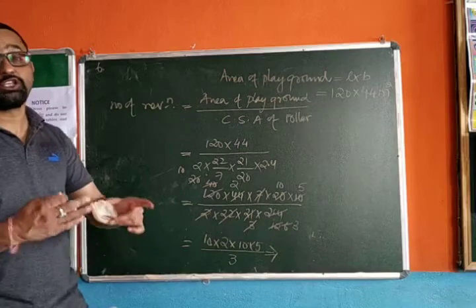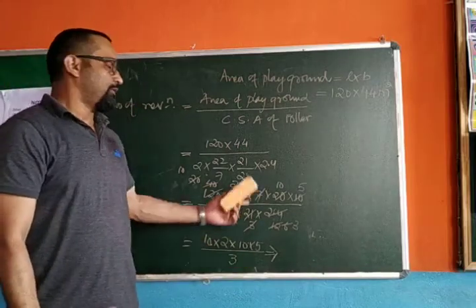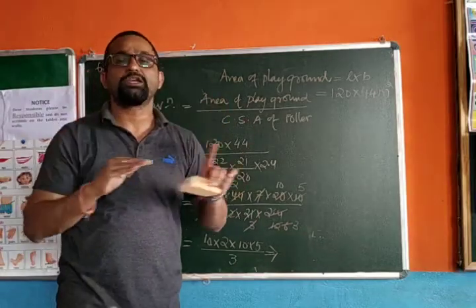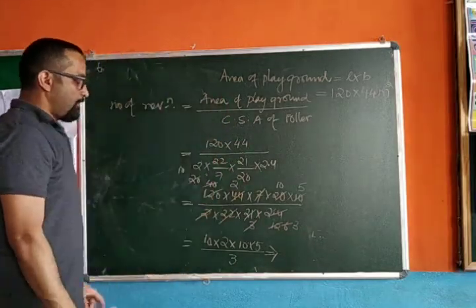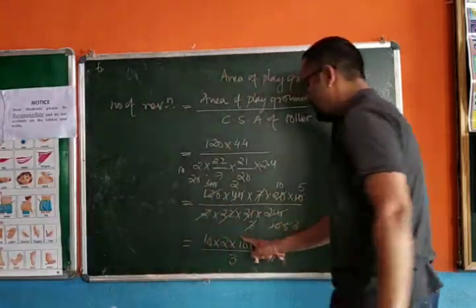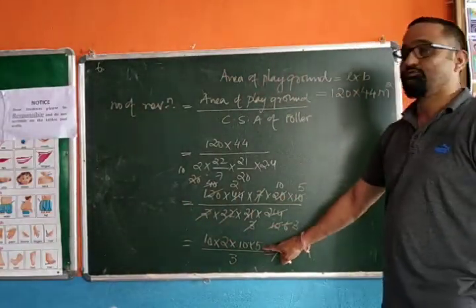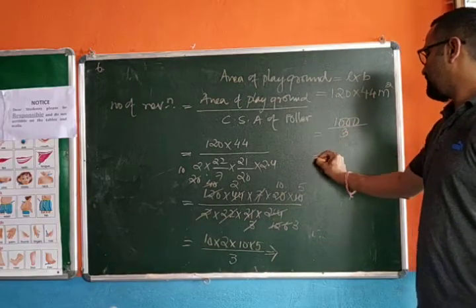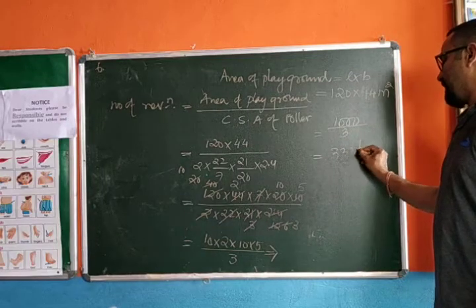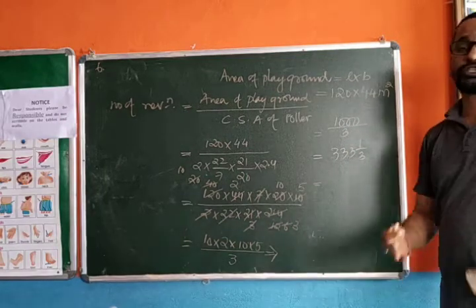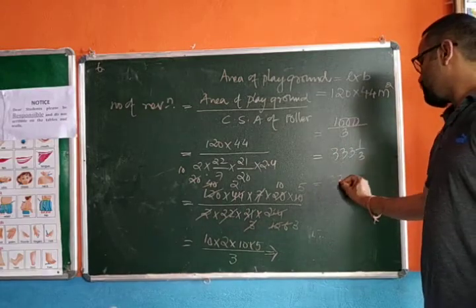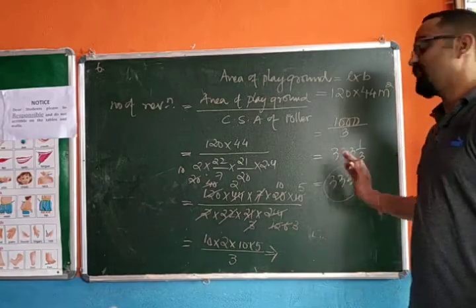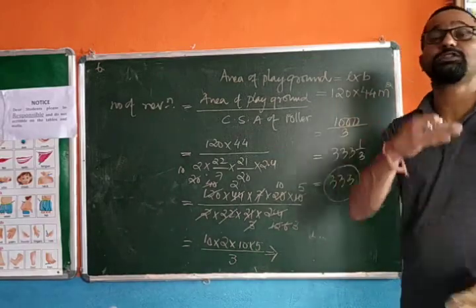This calculation, please do it yourself. You'll be getting the answer in mixed fractions, so you need to make it a whole number. Or I'll do the calculation. 200 into 5 is 1000 divided by 3, that is 333 and 1 by 3. The number of revolutions cannot be in a mixed fraction, so we write down the whole number. How many times is the roller rotating? 333 times all over the playground.